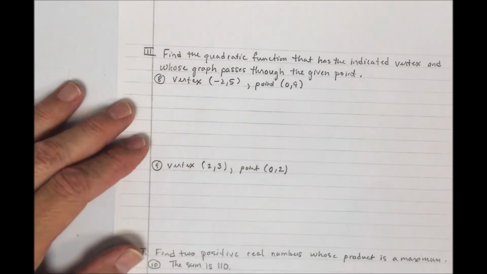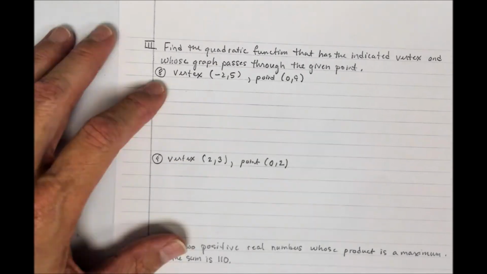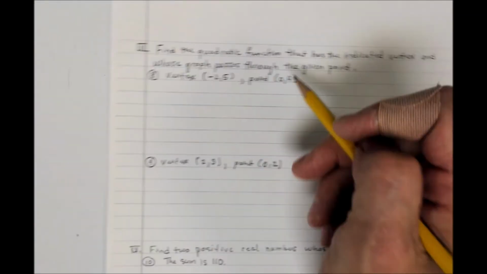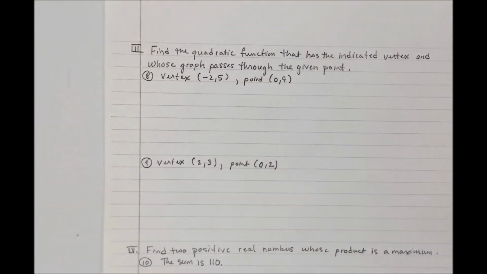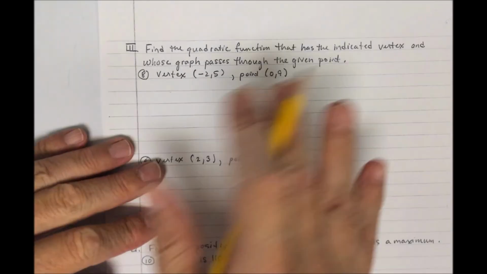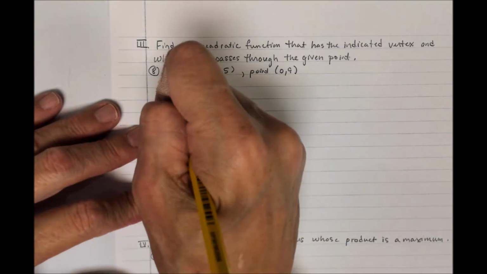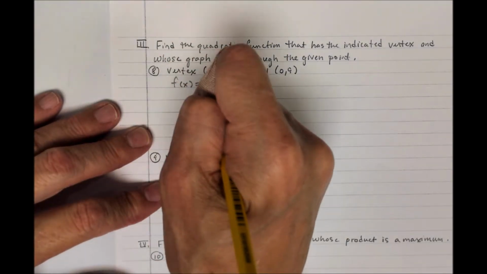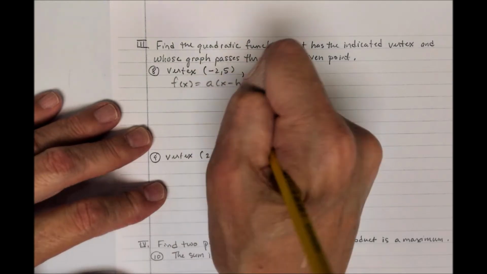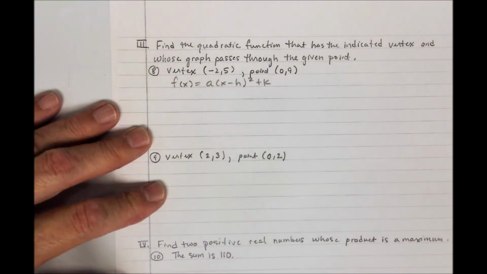Now, let's try something different with parabolas. Here, I have points. I have the vertex and a point on there. In fact, my point turns out to be the y-intercept. That's just coincidence. Okay. It says, find the quadratic function that has the indicated vertex and whose graph passes through the given point. Now, right off the bat, you have to have memorized to do this the standard form or the vertex form, a times the quantity x minus h quantity squared plus k. If you don't have that, you're sunk.